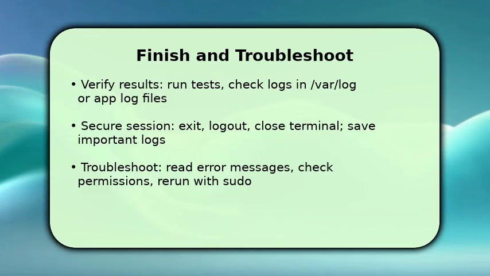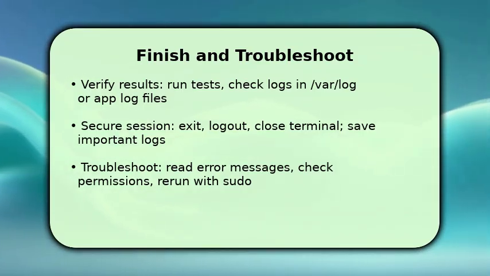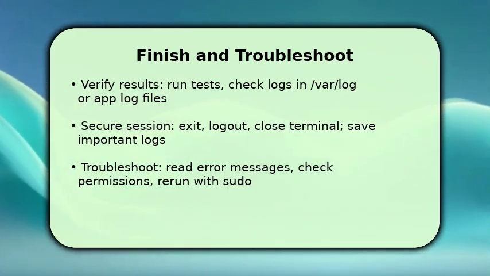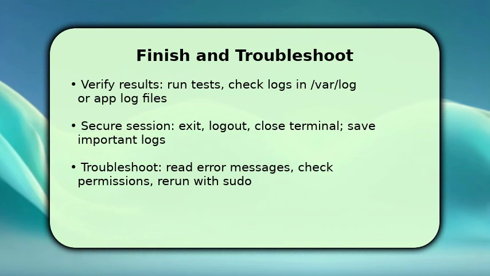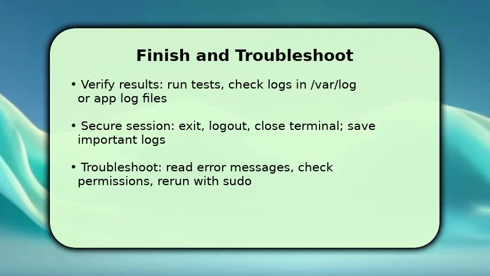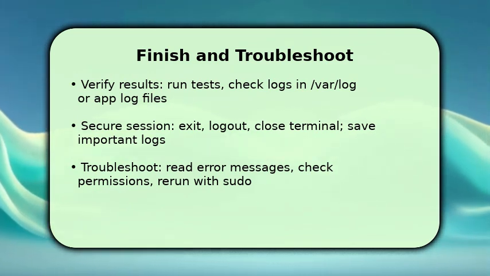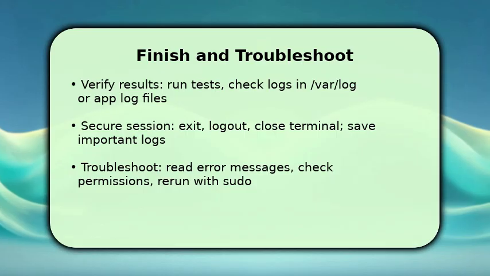If something goes wrong, read the error text carefully because it usually points to the cause, then check file permissions and ownership. Rerun the command with sudo only when necessary. If a service won't start, examine journalctl or service logs for the specific failure message to guide the fix.